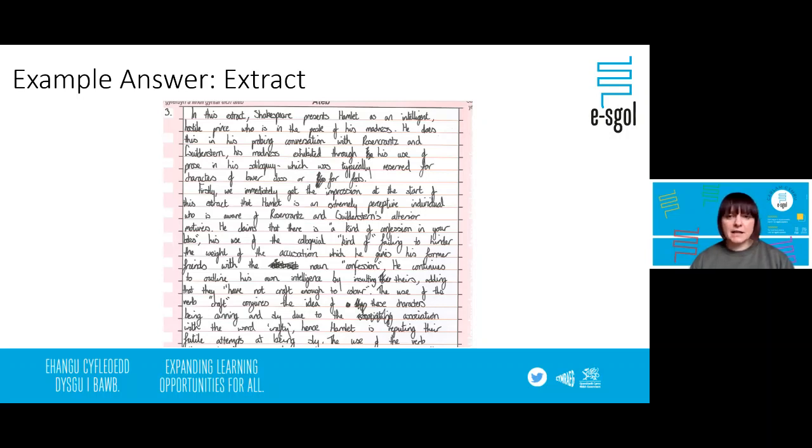He claims that there is a kind of confession in your looks. His use of the colloquial kind fails to hinder the weight of the accusation, which he gives his former friends with the noun confession. He continues to outline his own intelligence by insulting theirs, adding that they have not craft enough to colour. The use of the verb craft conjures the idea of these characters being cunning and sly due to the association with the word crafty. Hence, Hamlet is refuting their futile attempts at being sly.